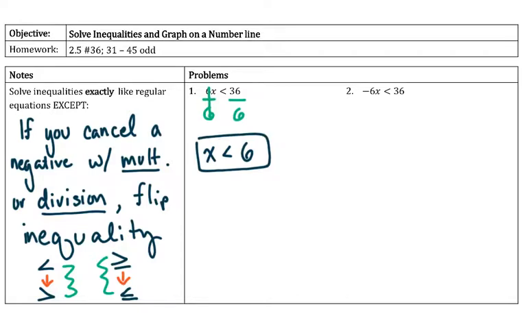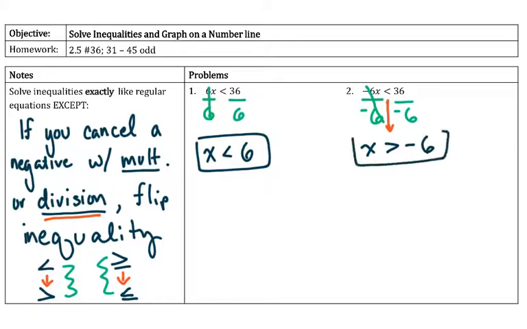Now, on the other hand here, in number 2, when we divide, we're canceling out a -6 on both sides. So -6x cancels, and we get just x by itself. But we cancel out a negative on both sides with division, right? Because remember, the operation is important here. So then the sign is going to change to a greater than. 36 divided by -6 is -6.